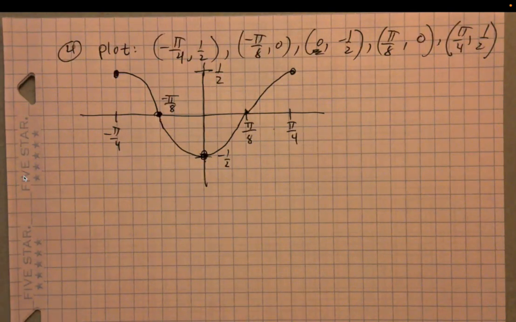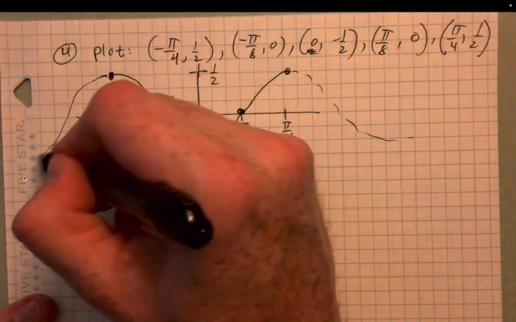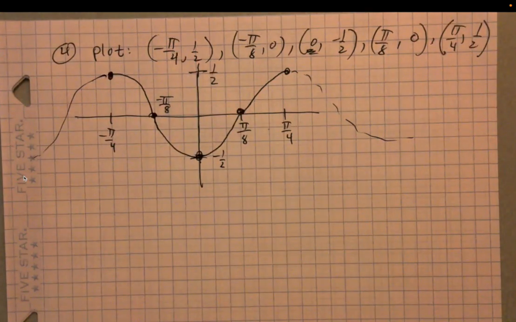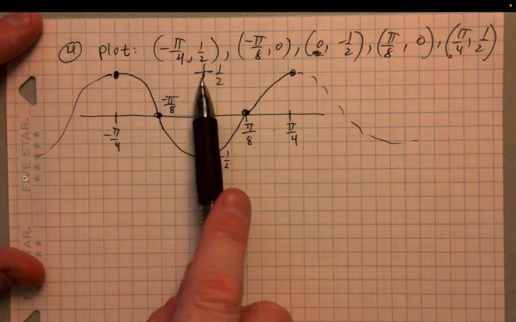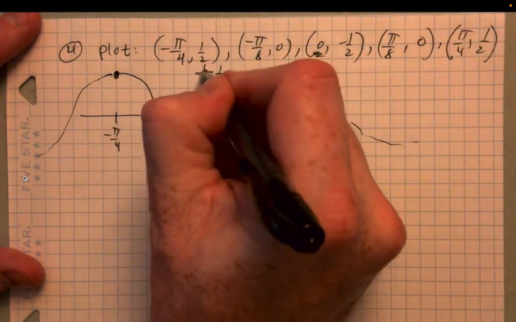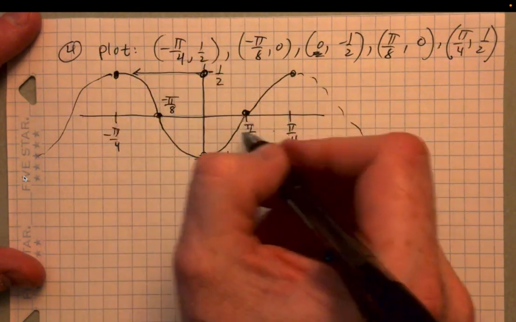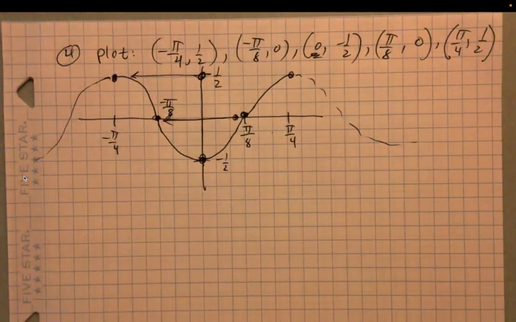So you can see how it goes, and then it's going to continue on in either direction. Now, notice this is shifted. This here was originally here, and so this point has been shifted all the way over to there, and this point has been shifted over to there. So that's the phase shift.